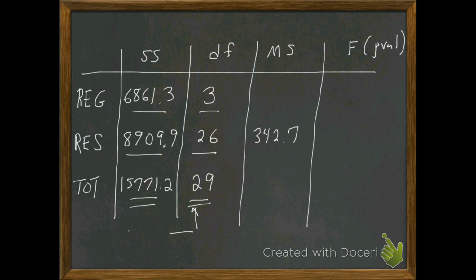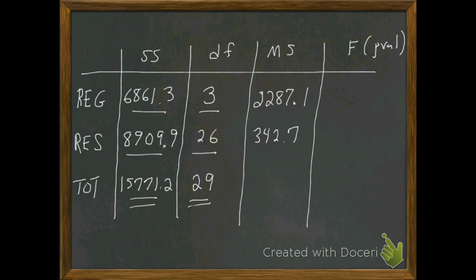All right, gang, let's make it happen. Get our F statistic. So the mean square regression is just going to be 6861.3 divided by 3. I'm just going to grab the calculator here. So we're going to get 2287.1.